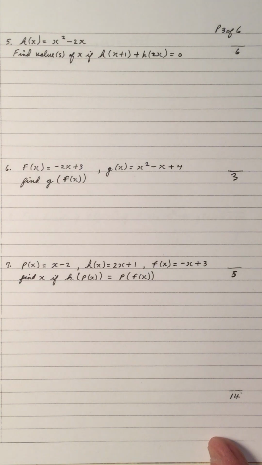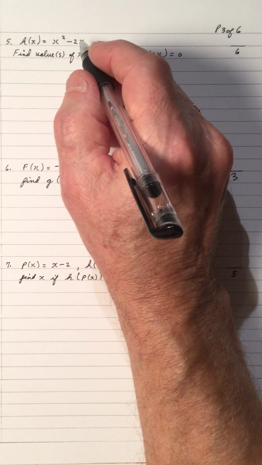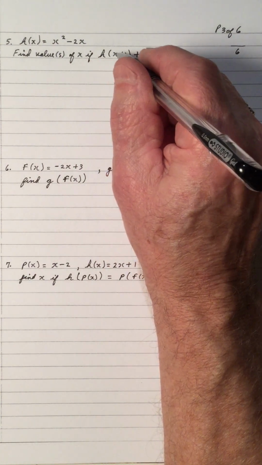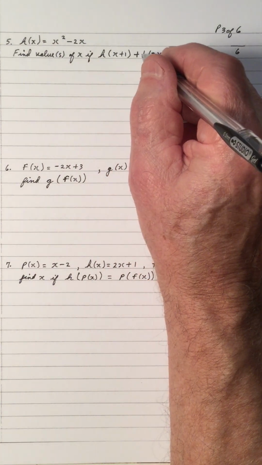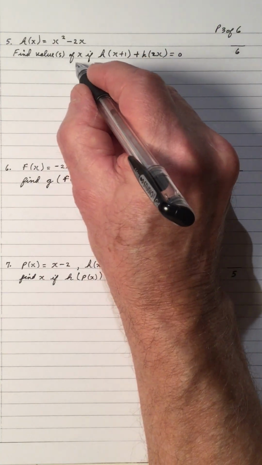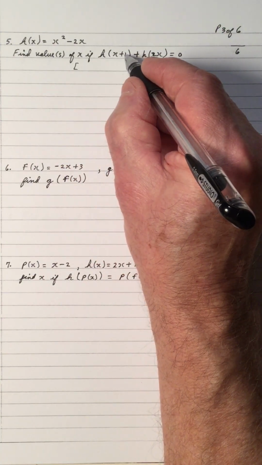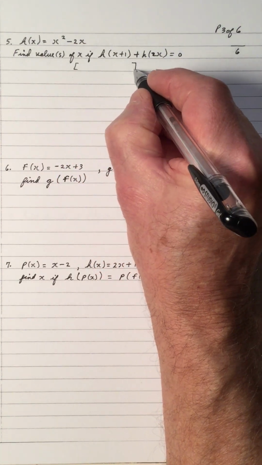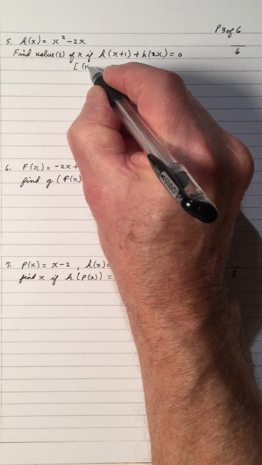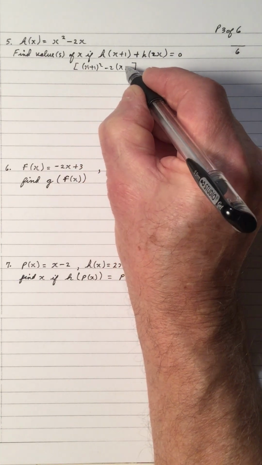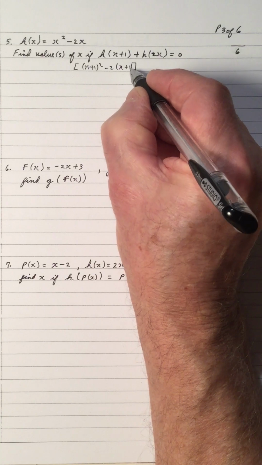Number 5. The h of x equals x squared minus 2x. Find the value of x if the h of x plus 1 plus the h of 2x equals 0. Again, we're going to sub x plus 1 into x in the h of x. So here we go. So we have x plus 1 squared minus 2 times x plus 1.